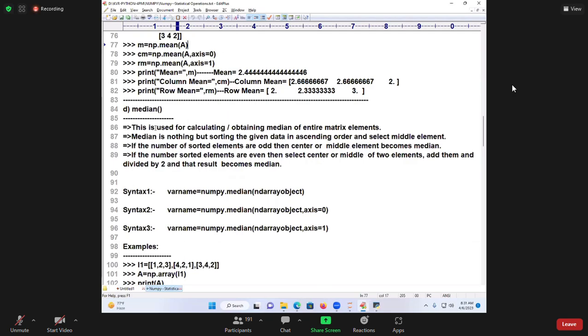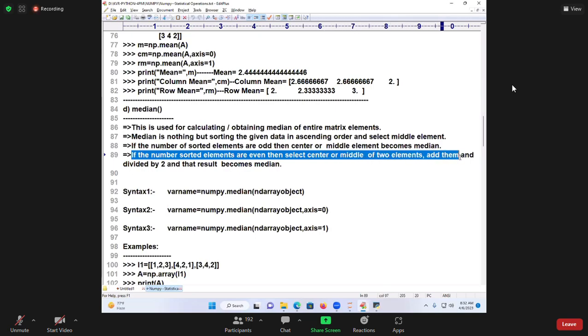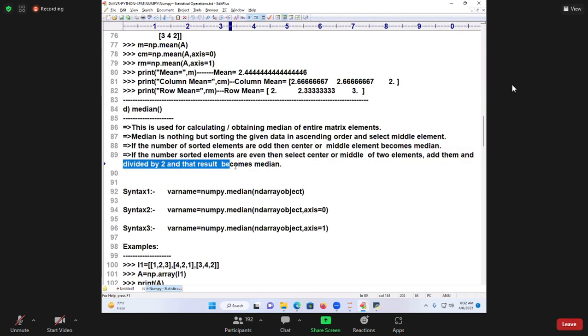See that median. This is valid for obtaining the median of entire matrix elements. Median is nothing but sorting the given data in ascending order and selecting the middle element. I wrote it. If the number of sorted elements is odd, then the center or middle element becomes the median. If the number of sorted elements is even, then select the center two elements, add them and divide by 2, and the result becomes the median. Got it? Everything is so simple.